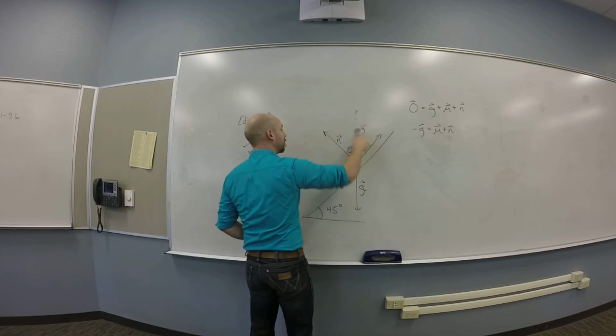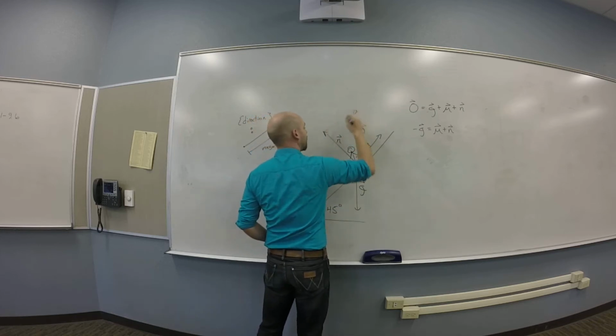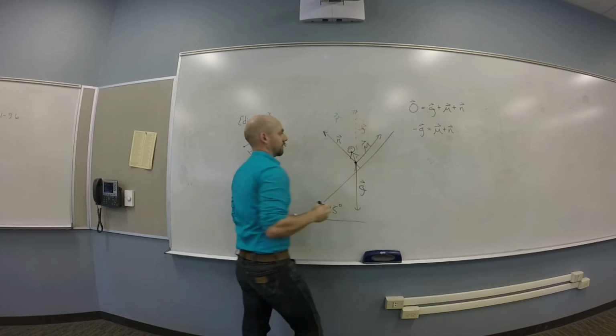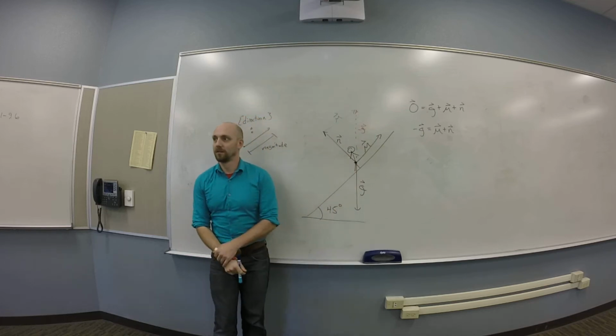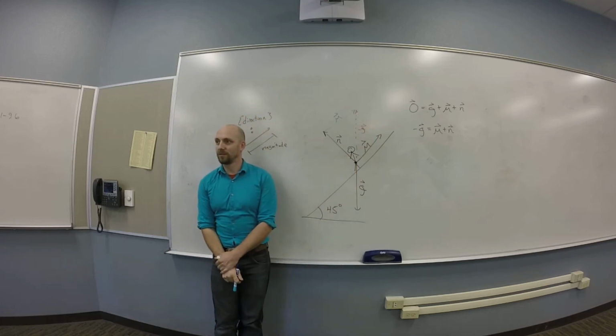So if I move mu to the end of n, that would look like this. You guys all with me on this picture? Oh, because it's a parallelogram. Okay, cool. You've done this a million times in physics? This is pretty basic physics, right?